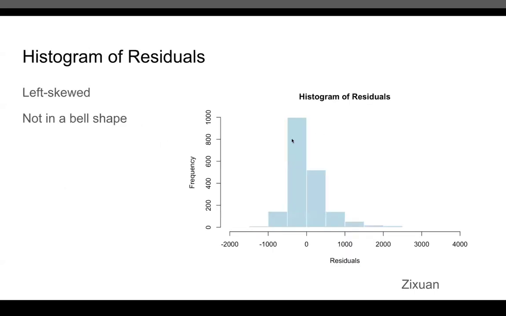And then we'll test the normality of this model. By showing the histogram of the residuals, we found that the pattern shows that it is extremely left skewed, and it is not in a bell shape. So it indicates that it is not a normal distribution.